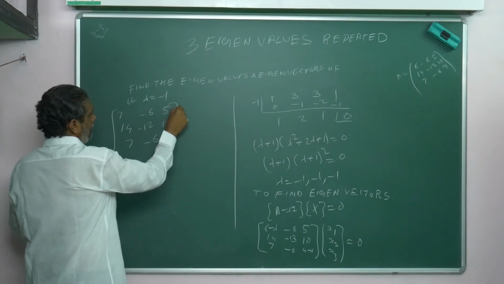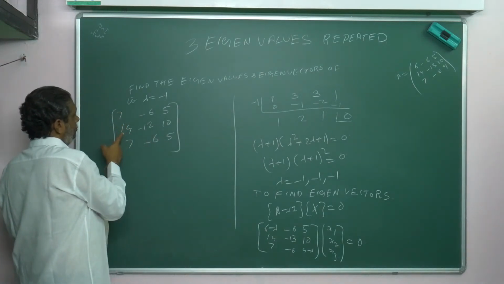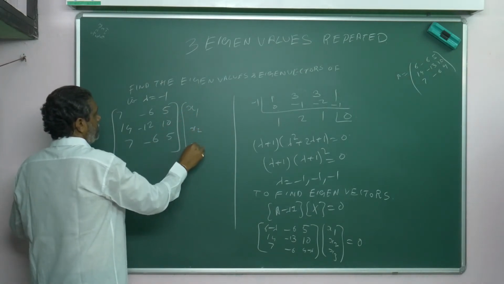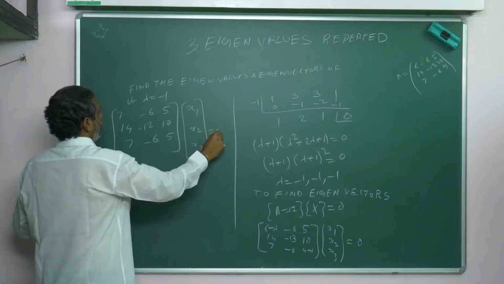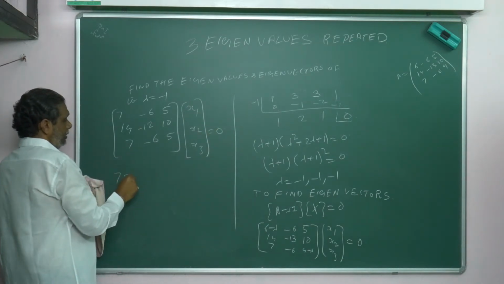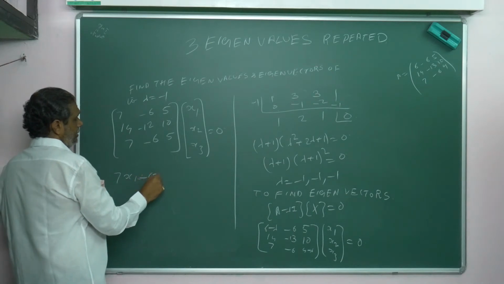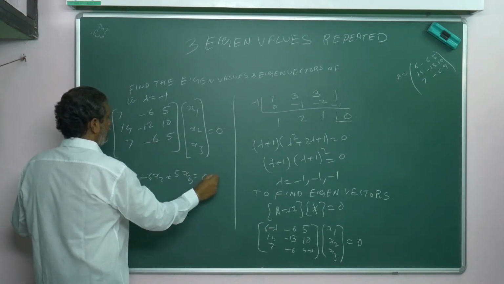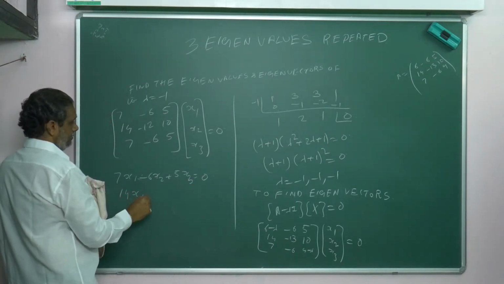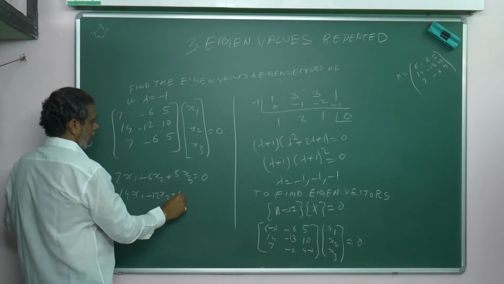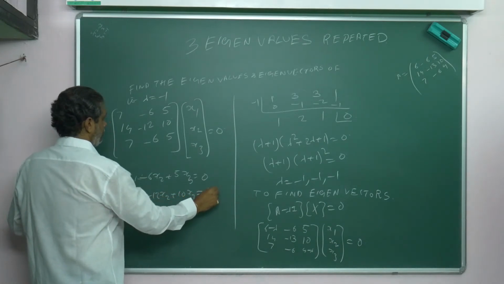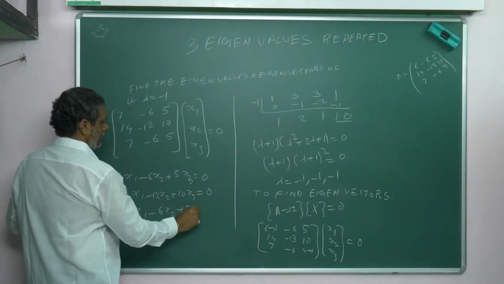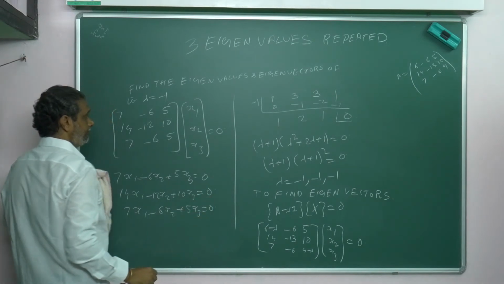You see how nicely? Only one row, multiplied by 2, gives the same row appearing 3 times actually. Multiplying by x1, x2, x3 equals 0. So if you write it out, what will you get? 7x1 minus 6x2 plus 5x3 is equal to 0. 14x1 minus 12x2 plus 10x3 is equal to 0. 7x1 minus 6x2 plus 5x3 is equal to 0.